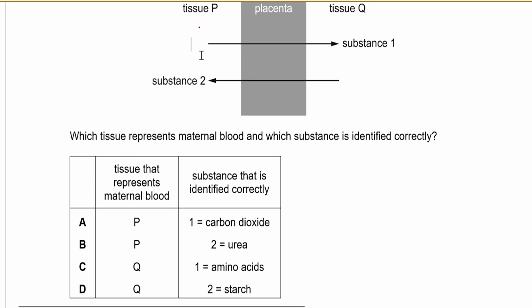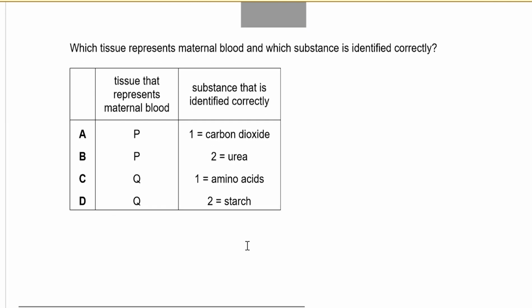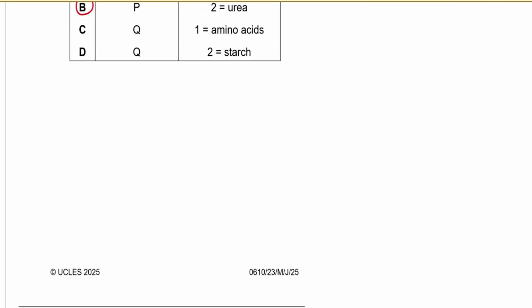So definitely the tissue representing maternal blood will be P, and the substance that we can find in it is going to be the urea. So we'll choose B over here.